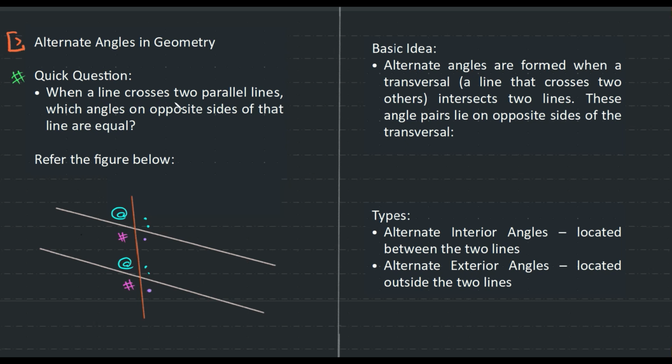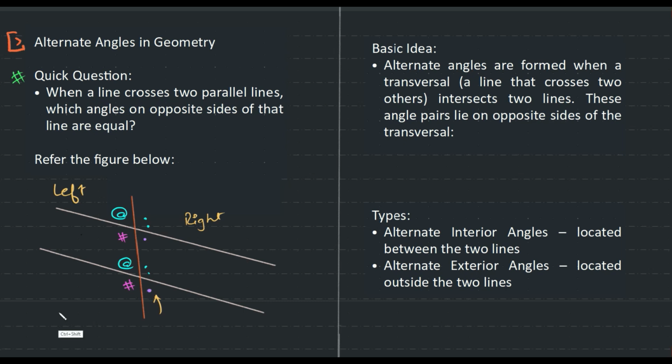Now, when a line crosses two parallel lines, which angles on opposite sides? Okay, let me consider the dot. This dot is on the right. They're asking us to look at the left and see which angle it can be equal to.